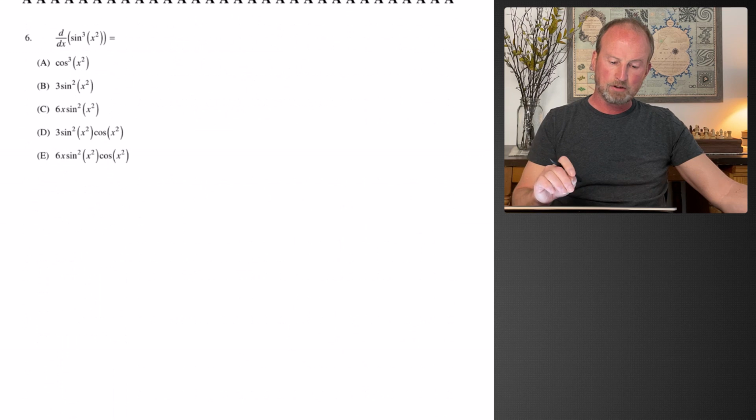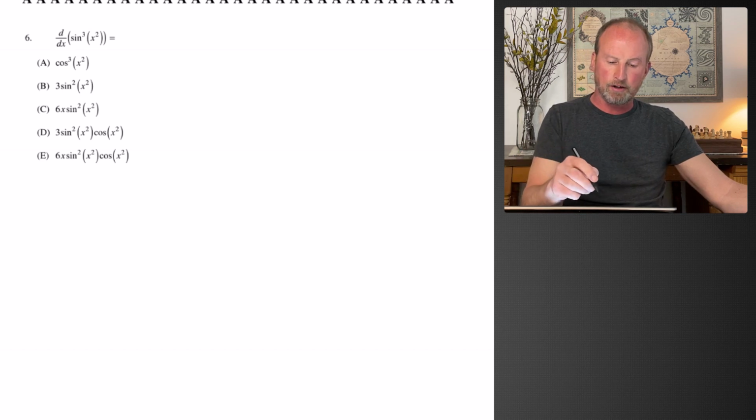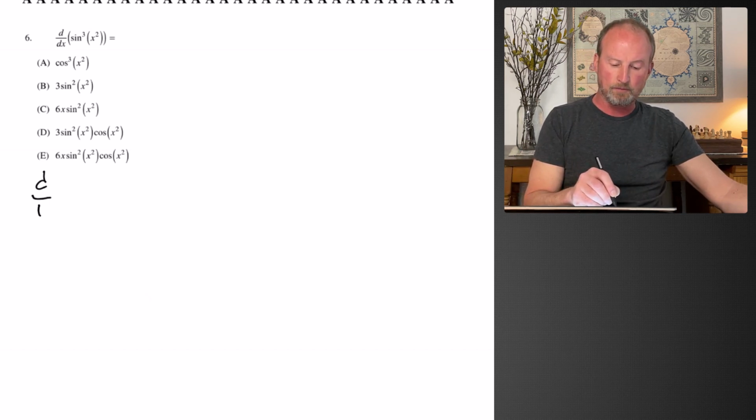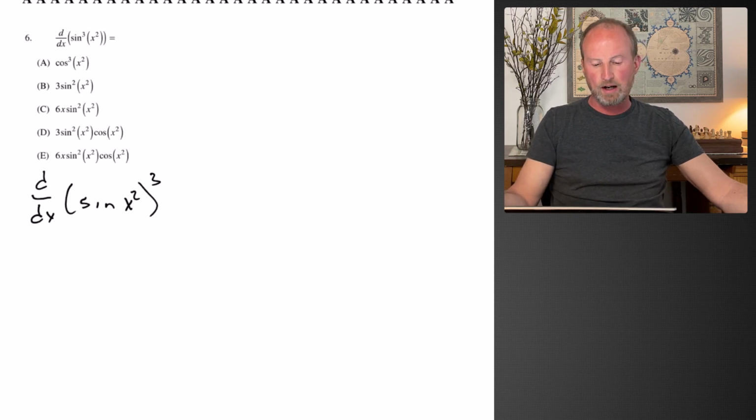Question 6, derivative of a mess. So we have a little chain rule going on here. We have a lot of chain rule going on here. So if it helps, I'm going to write this as sine of x squared, cubed. So recognizing that the power, the cube, is my most outside function.